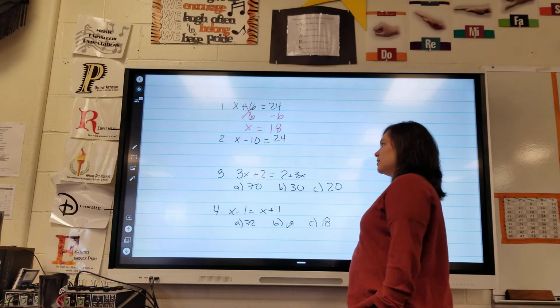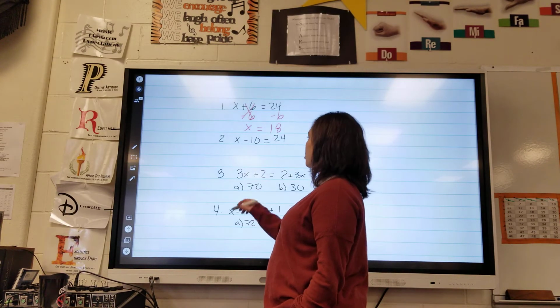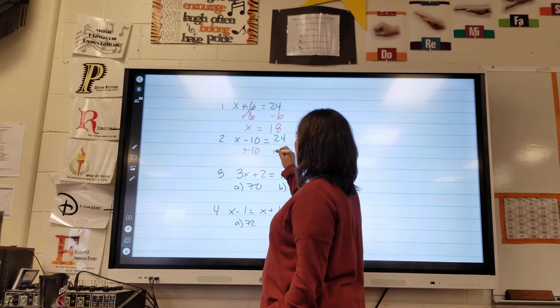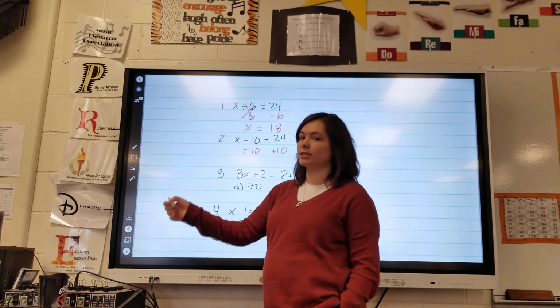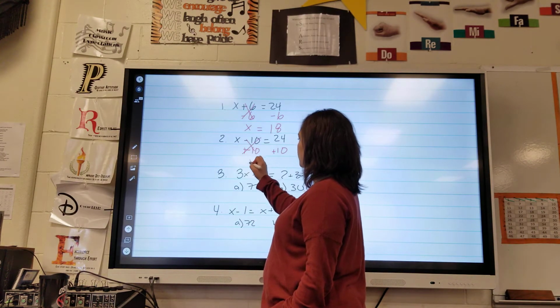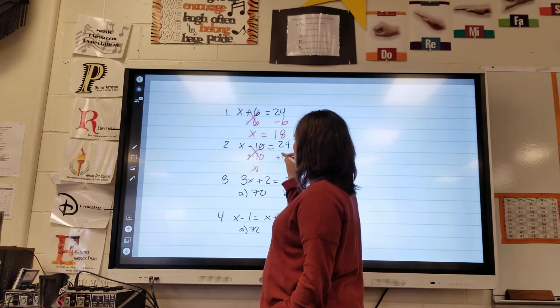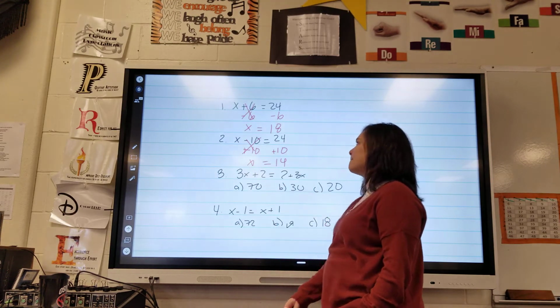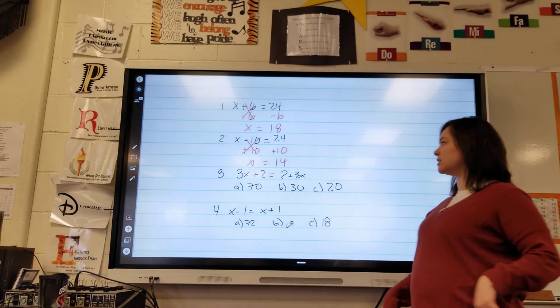x minus 10 is equal to 24. Well, very simple. You just add instead of subtract. So you're adding 10 to both sides. Whatever you do to one side, you have to do to the other side. You have to remember that. These two cancel. You're left with x as it comes down. And you get 14 because 24 minus 10, it's plus 10, not minus.